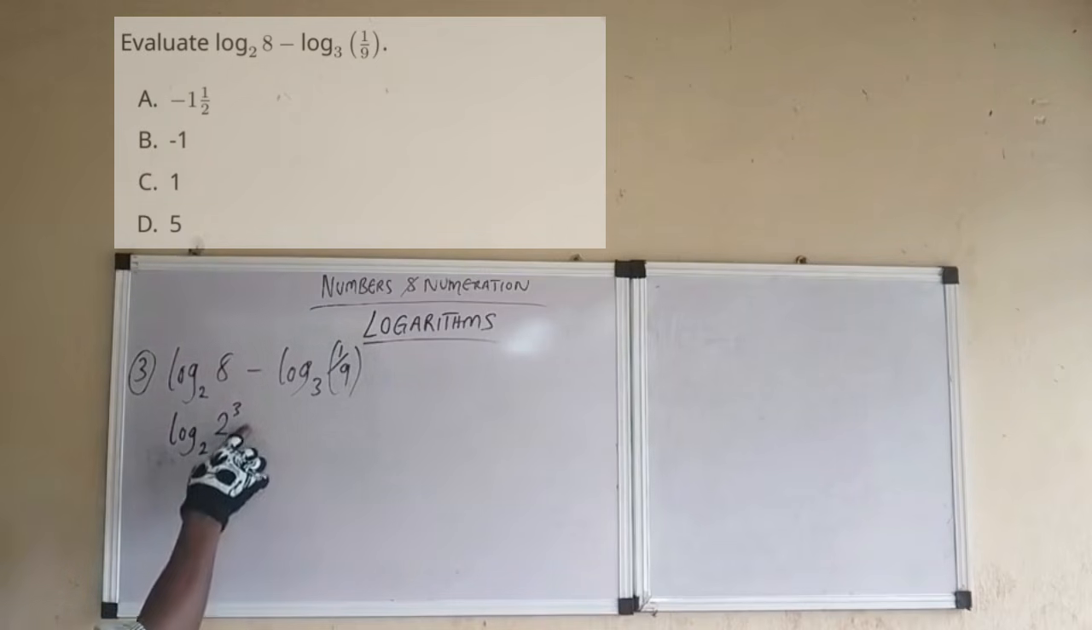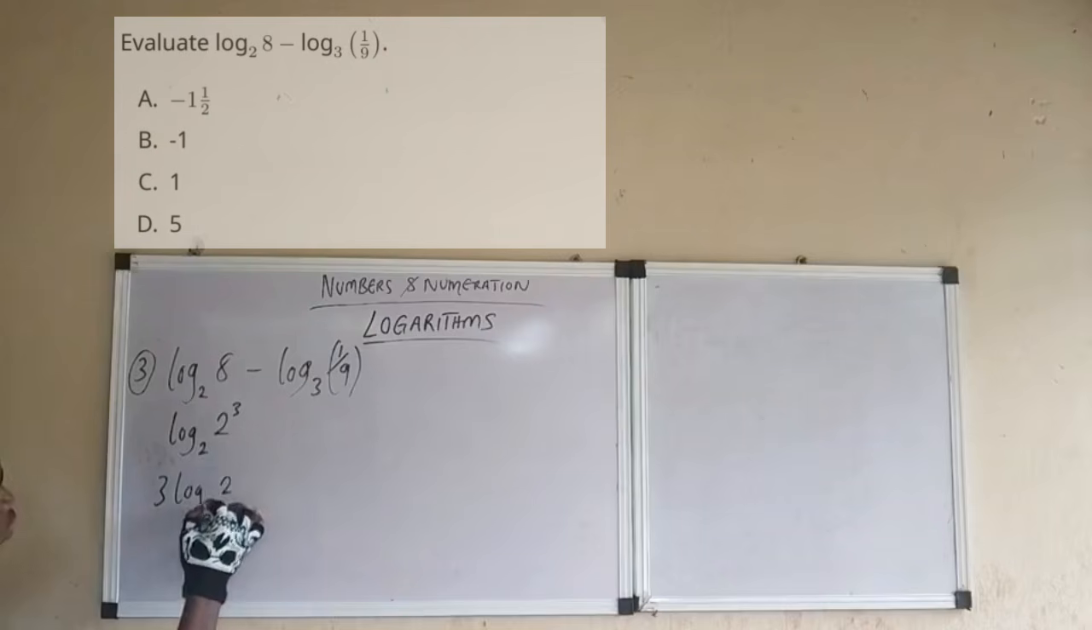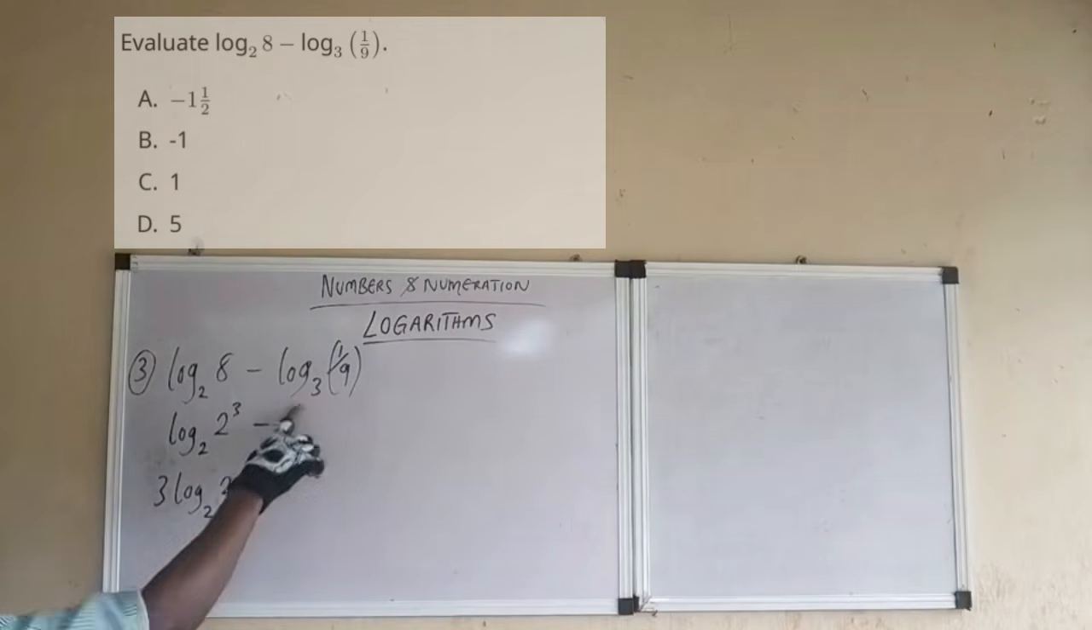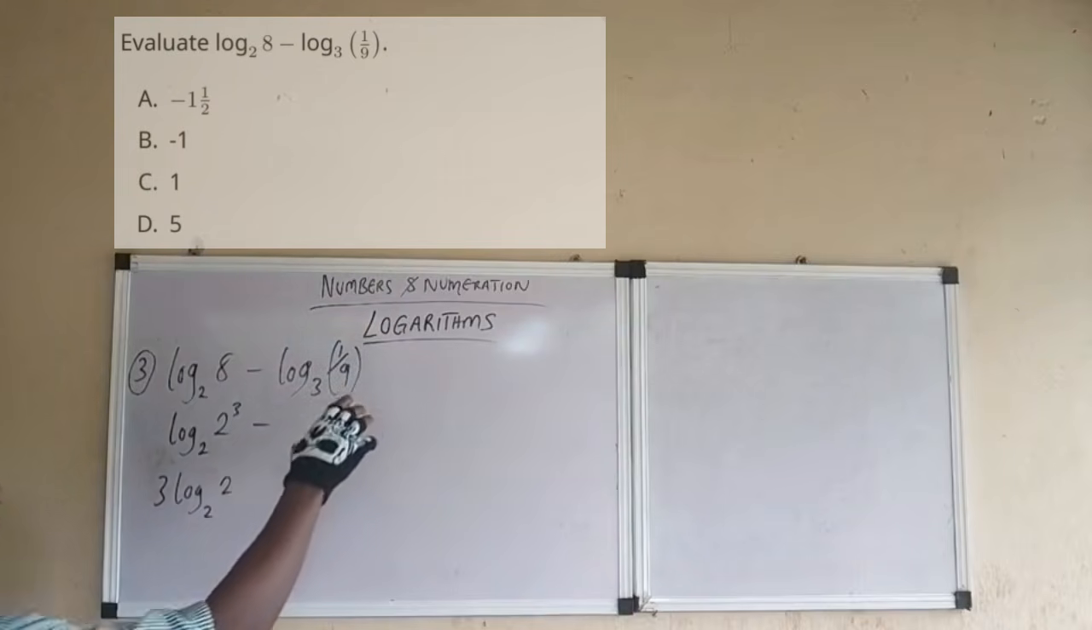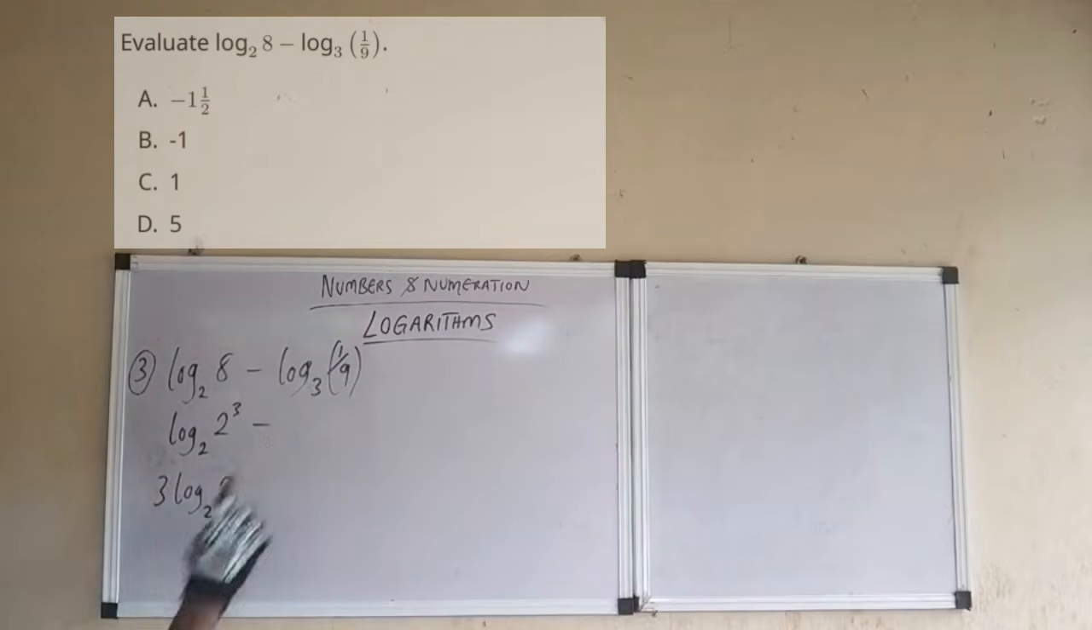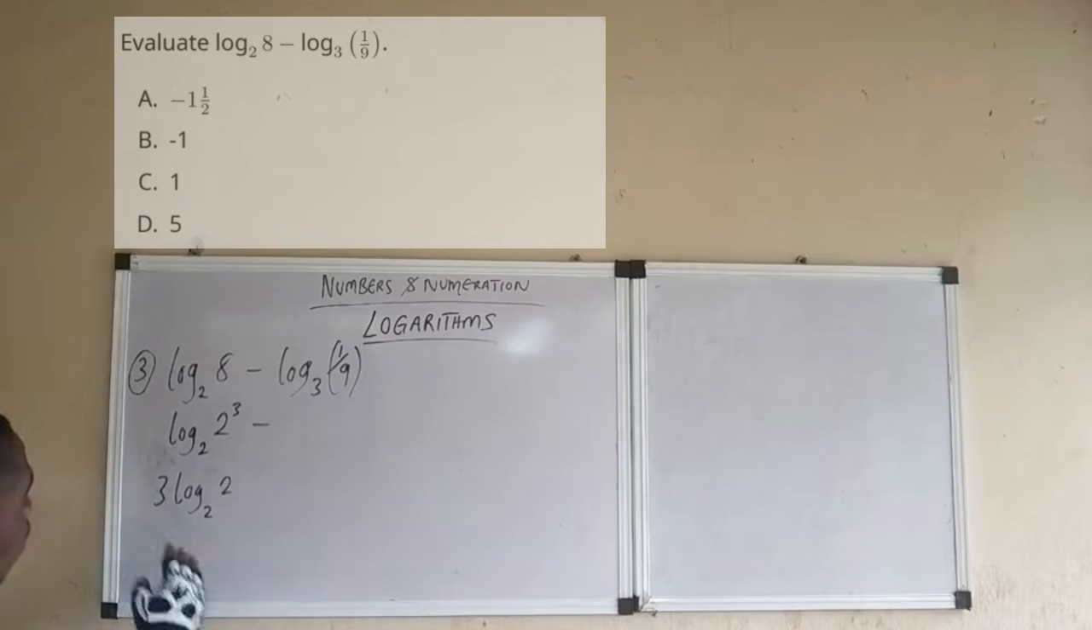So what you need to do is to bring this power to the front of the log. So we're going to be having 3 log 2 base 2. Remember, there is a law of logarithm that says you can bring the power to the front of the log. All right. Now we see our subtraction here. What do we do with this next number? We are going to express this 1/9 in such a way that it will have a base that is the same as the base of the log. Do you understand? Why are we doing that? We are doing that because there's a law of logarithm that says that when the log of a number is the same as the base, the result is always 1.